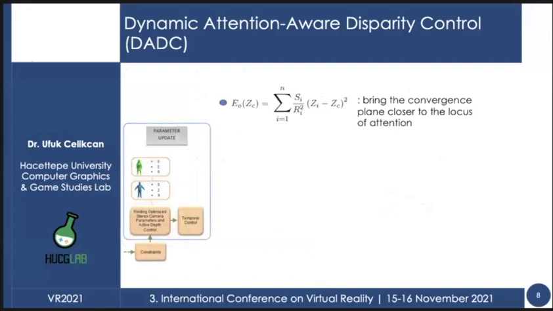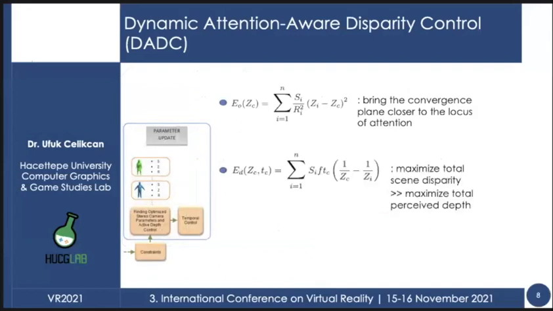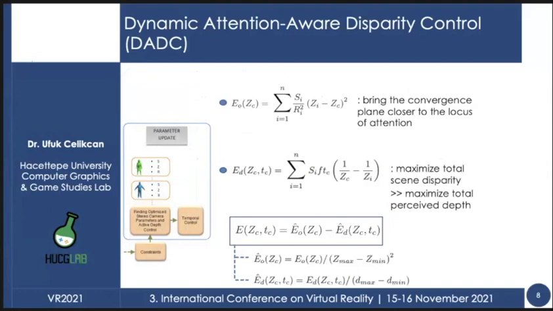Finally, in the stereoscopic camera parameter update stage, we introduced two energy functions, EO and ED. With EO, we aim to bring the convergence plane closer to the locus of attention, and with ED, we aim to maximize total scene disparity and in turn total perceived depth. We bring these two together in the total energy function E by properly normalizing them, so that by minimizing E, the system searches for the optimal parameter set, mediating the minimization of EO and the maximization of ED, thus seeking to keep significant scene elements inside the comfort zone while maximizing the perceived depth field.